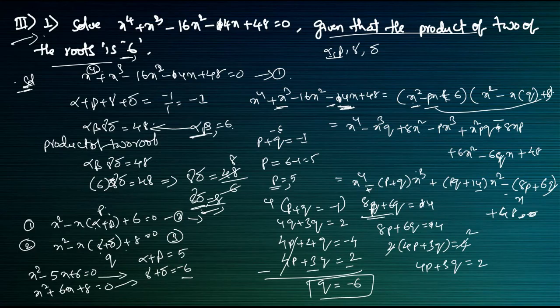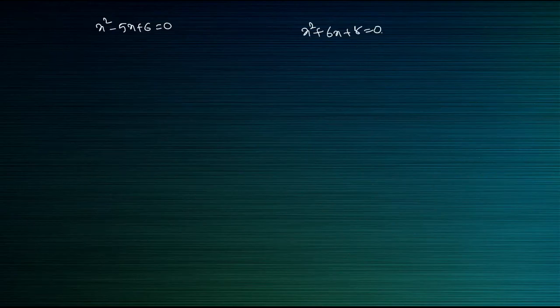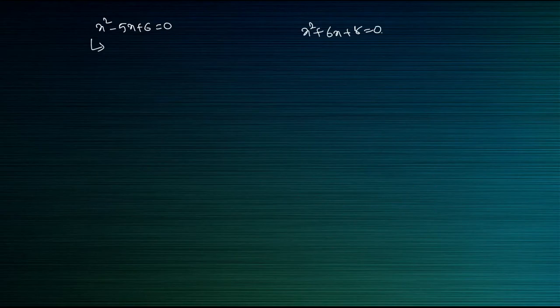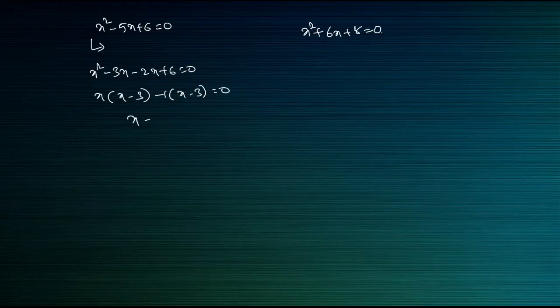So after solving these equations, meaning if we find the roots, we'll get the answer here. From these two equations, the first equation is x square minus 3x minus 2x plus 6 is equal to 0. Taking x common, x minus 3 will come here, minus 2 times x minus 3 is equal to 0. So from this, x is equal to 2 and x is equal to 3 will come.